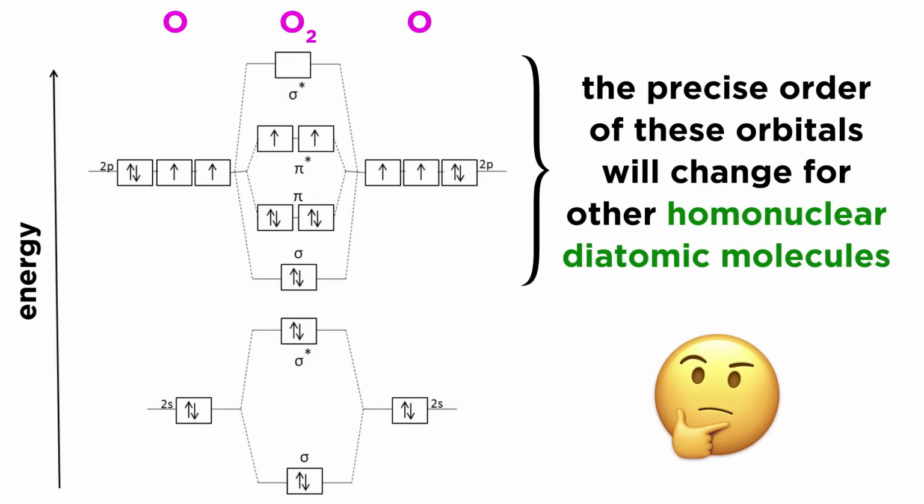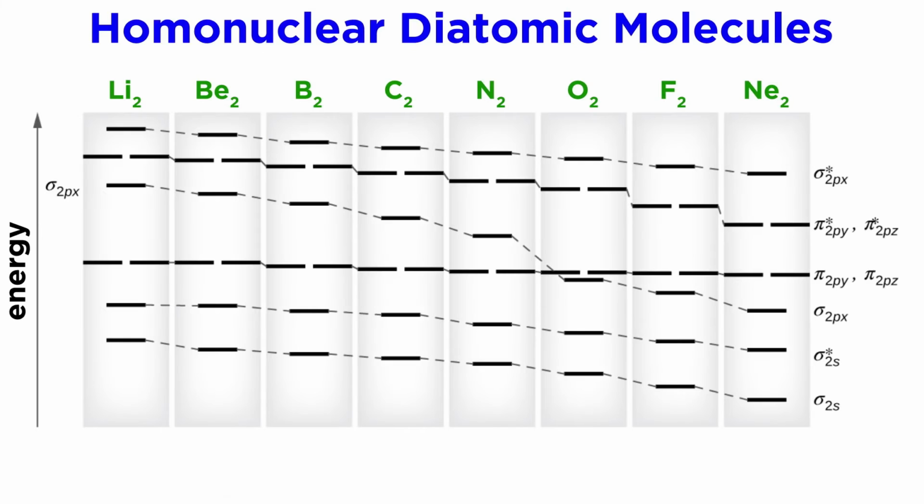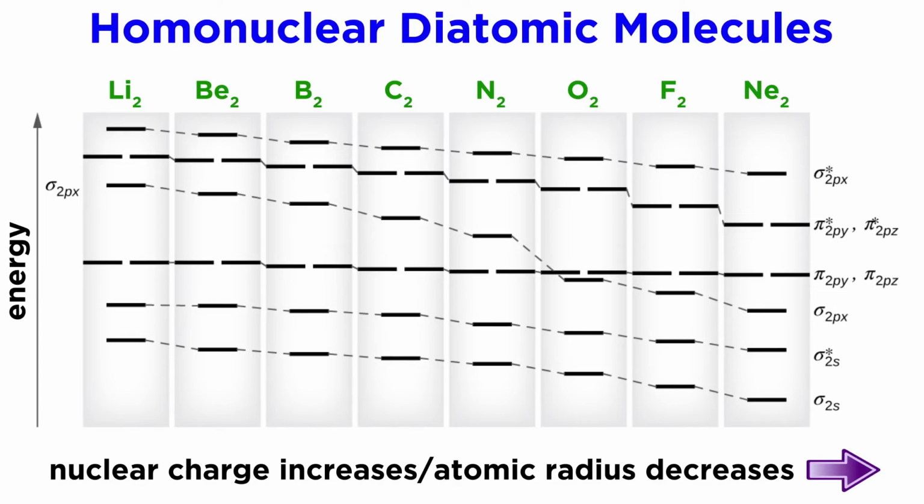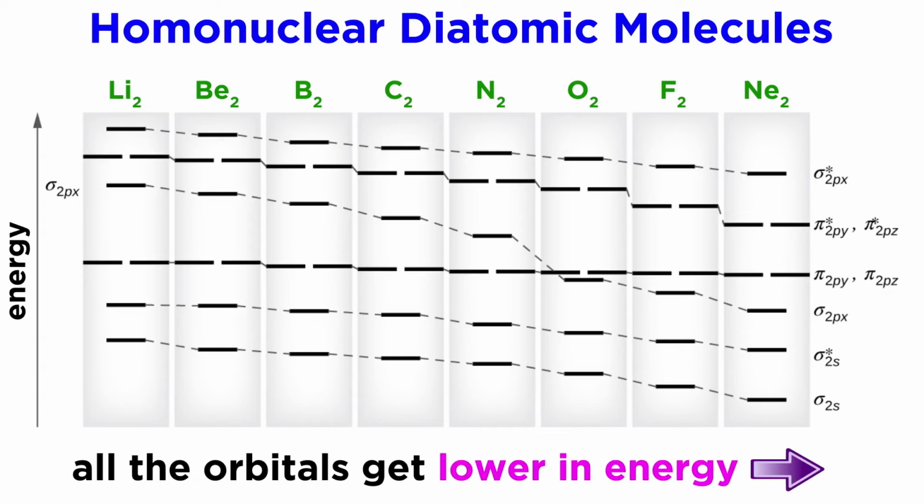The molecular orbitals that result from the combination of the 2p orbitals exhibit this order in O2, but this will change for other homonuclear diatomic molecules. Let's look at this diagram, which depicts the relevant orbital energies for all the potential homonuclear diatomic molecules in the second period, from lithium to neon. As we go to the right in the period, effective nuclear charge increases, so the atomic radii contract, and the orbitals get lower in energy.